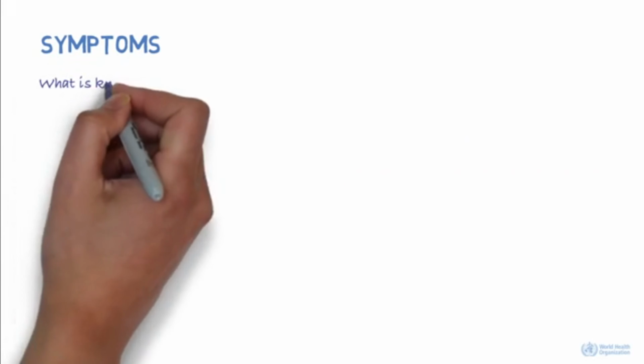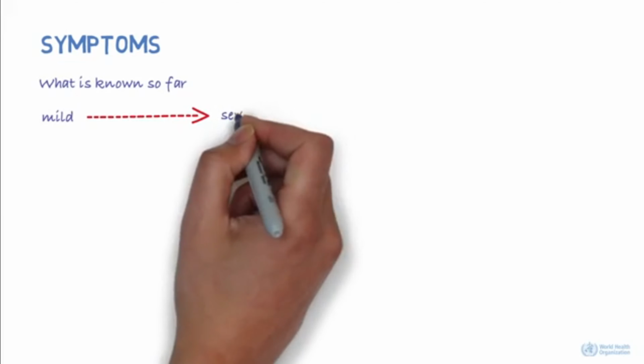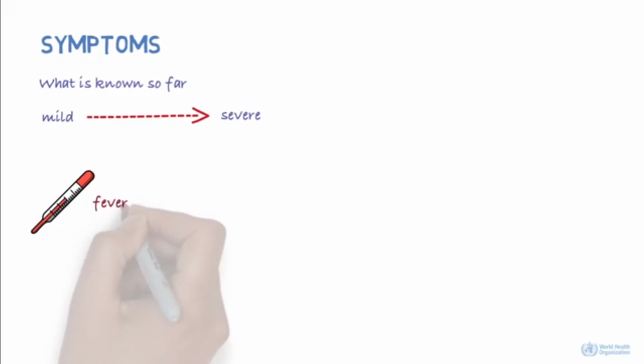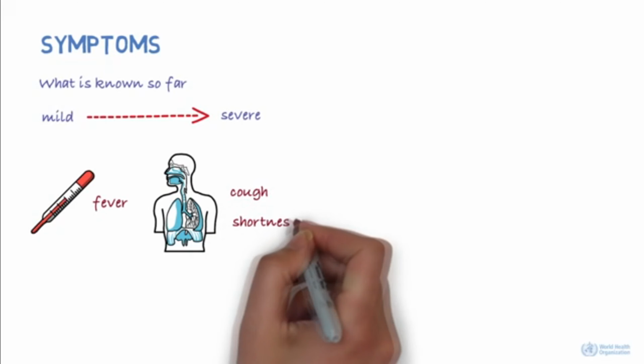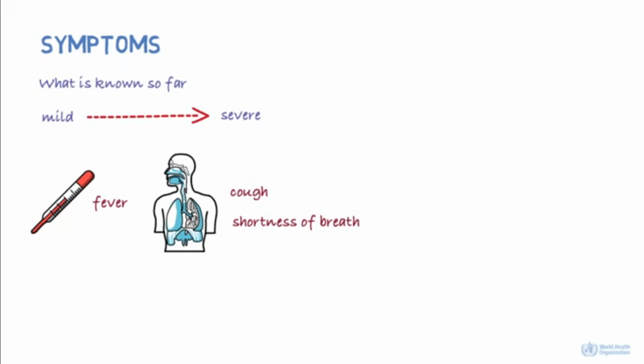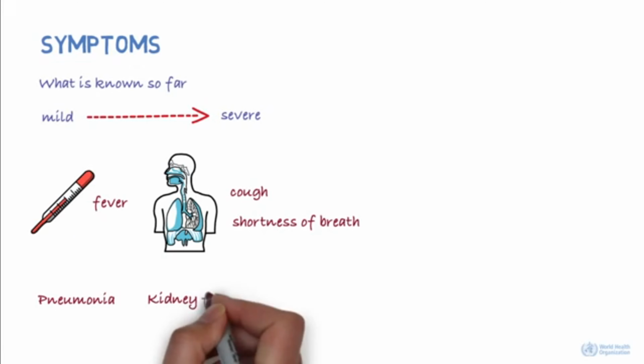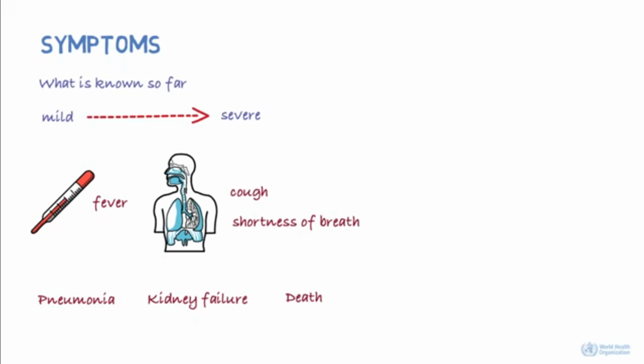So, how does the disease present? Well, from what is known so far, there can be a number of symptoms ranging from mild to severe. There can be fever and respiratory symptoms such as cough and shortness of breath. In more severe cases, there's been pneumonia, kidney failure, and death. The mortality rate is not known yet.